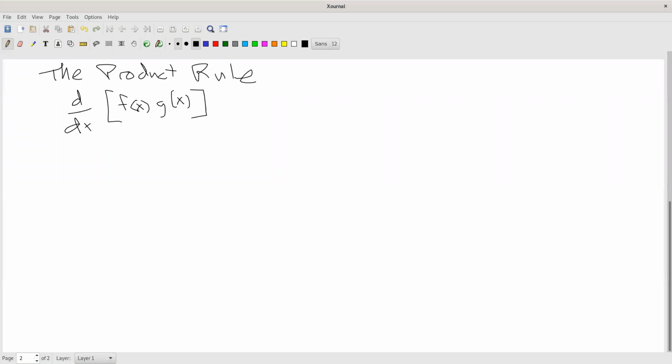So how does this work? Now, it'd be nice if it was like the sum rule. We just take the derivative of f, take the derivative of g, multiply them together, and we're done with it. But it doesn't work that way. So the kind of intuitive version, I'm not going to prove this right now.